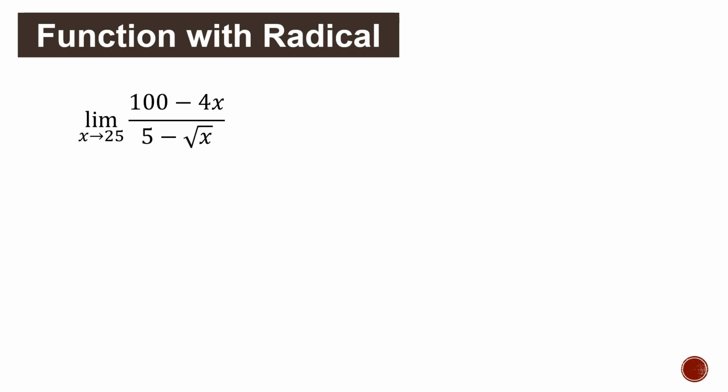All right, again here, if you directly substitute that 25 to x, this will be undefined, so we don't need to do that. Let's multiply both the numerator and the denominator by the conjugate of the denominator. So the conjugate of that is 5 plus the square root of x. And while we're doing that, we need to factorize the numerator. So 100, the common factor of that is 4. 100 divided by 4 is 25, minus x. And then this is 5 plus the square root of x.